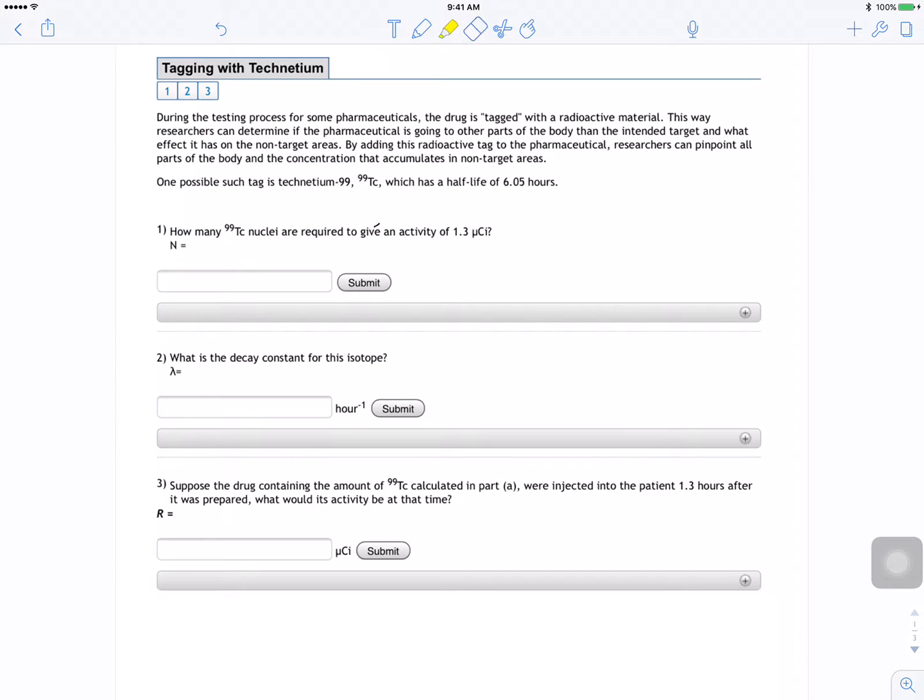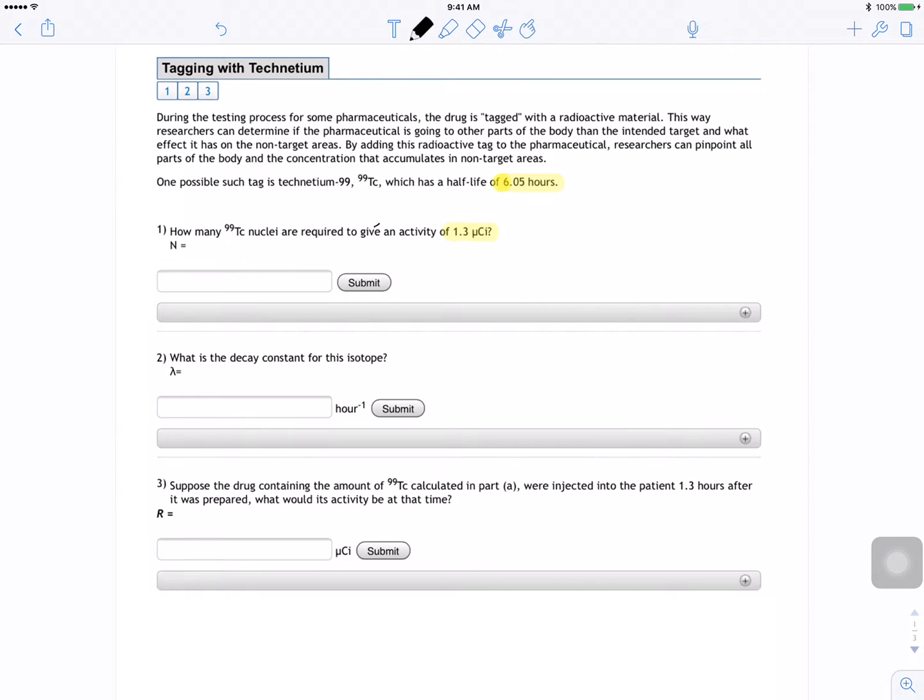So they explain a little bit about it, but the questions start from here. One possible such tag is Technetium 99, which has a lifetime of 605 hours. So how many nuclei are required to give an activity of 1.3 micro CI?